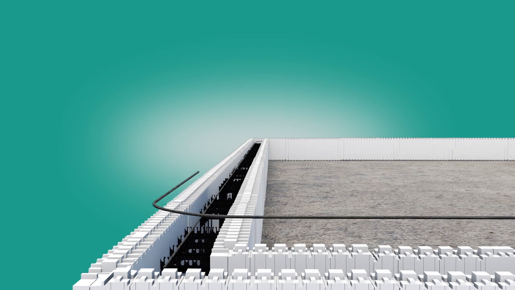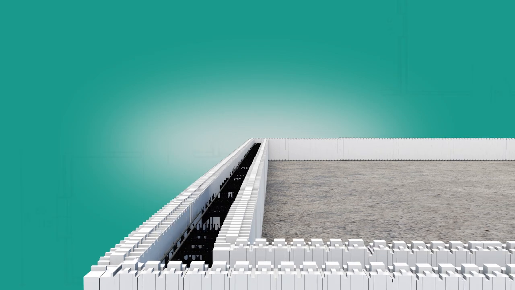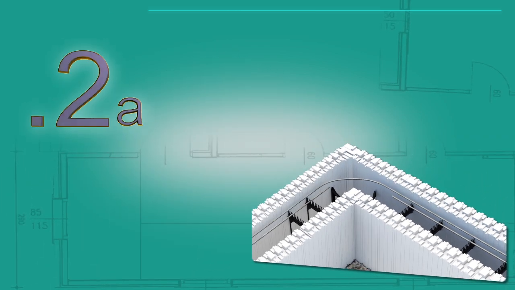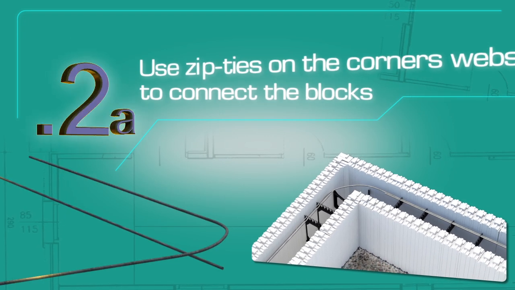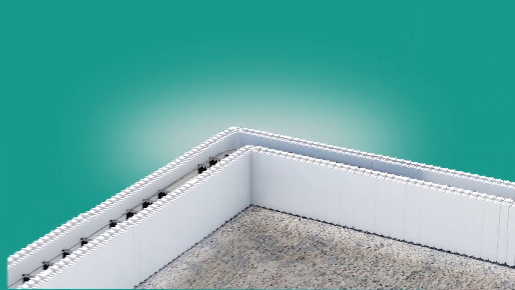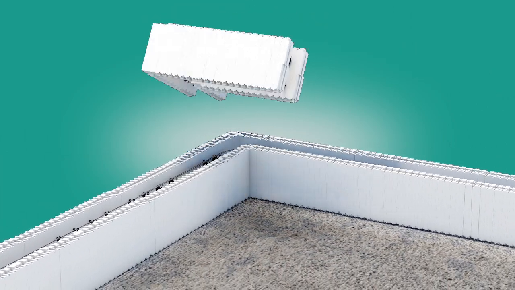Following this, install horizontal rebar by placing it in the clips at the top of the internal webs within the block cavity. The clips hold the rebar securely and eliminate the need for wire tying. Repeat this step for each course of block.